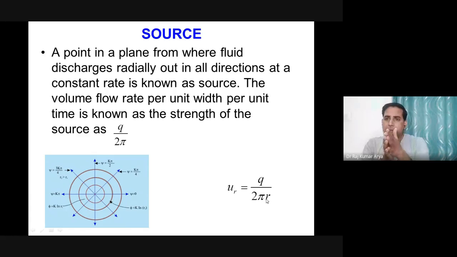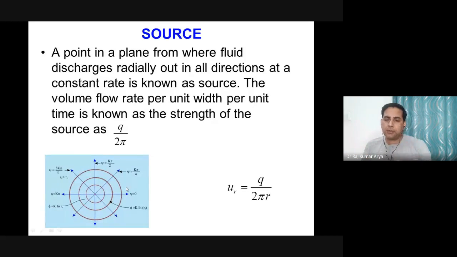As you move away from the center, your velocity will keep decreasing. So velocity is inversely proportional to r. If you want to calculate velocity at a particular r, you calculate q upon 2 pi r. Now, as you have moved to a particular r, you can move in a particular circle, a full circle there. Your velocity is not getting changed, only its direction is getting changed, the orientation only.